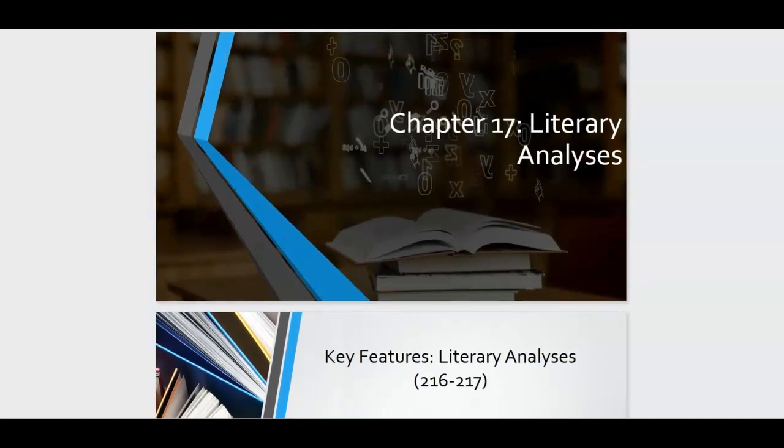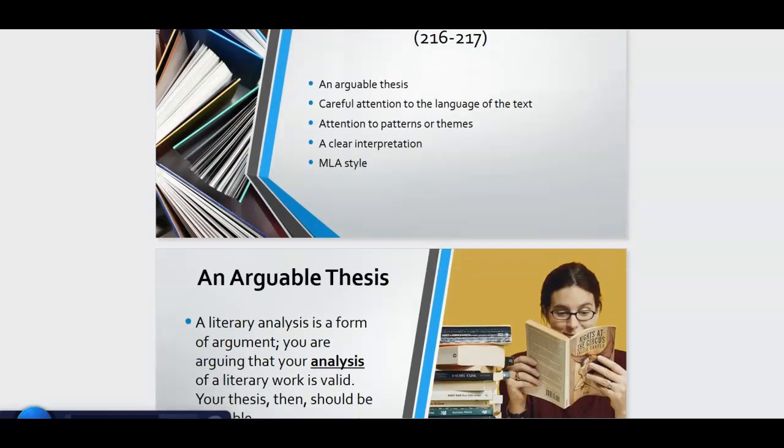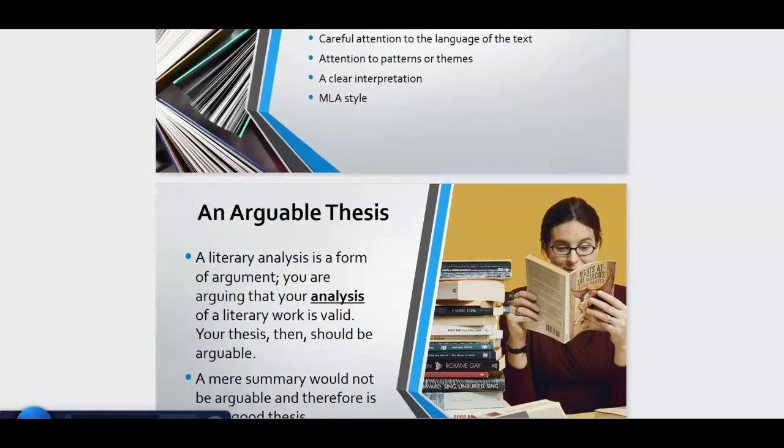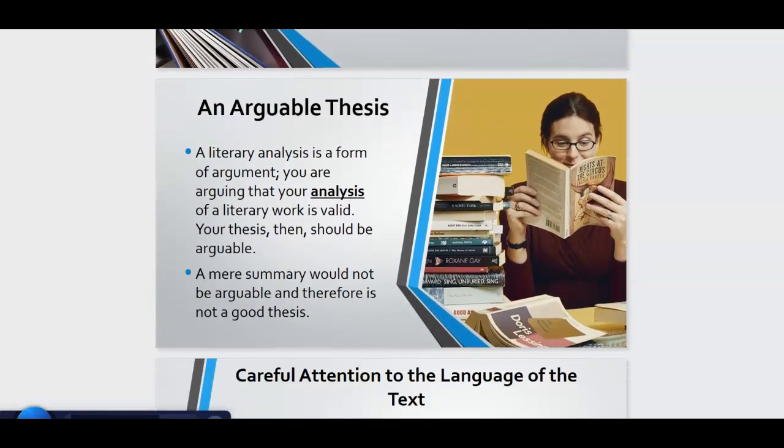So, this PowerPoint is from the 1301 book, the Norton Field Guide. You guys already took 1301, but I find it's really helpful. It breaks down the key features of a literary analysis and all that. So, key features. First thing you need in this essay is an arguable thesis. You should be able to argue whatever it is you're trying to say about the short story you picked.